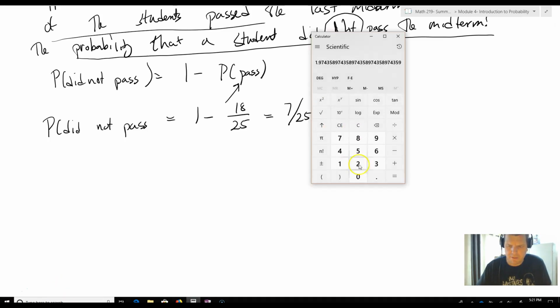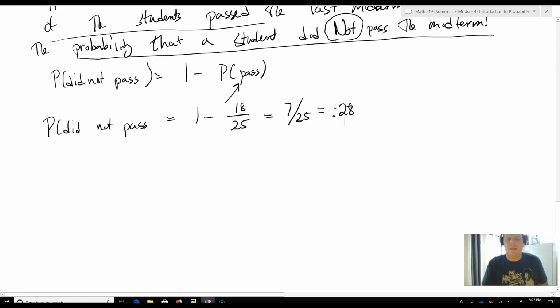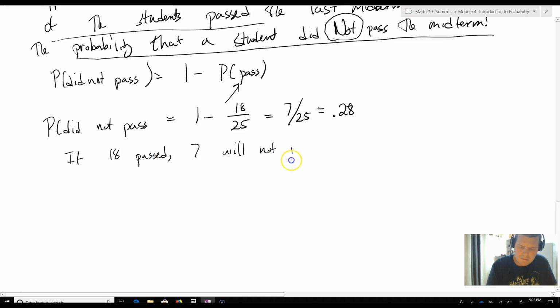Let's just confirm this with our calculator. 7 out of 25, 0.28. There we go. Now, it kind of makes sense too. If 18 passed, 7 will not pass. So another way to think about this is just we're looking for all the things that are not having the quality of what we said we had.